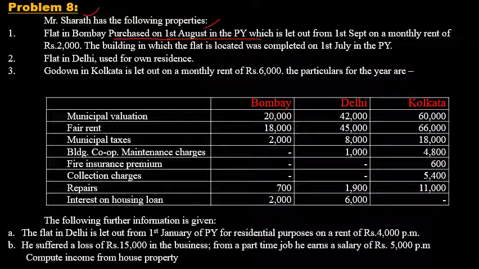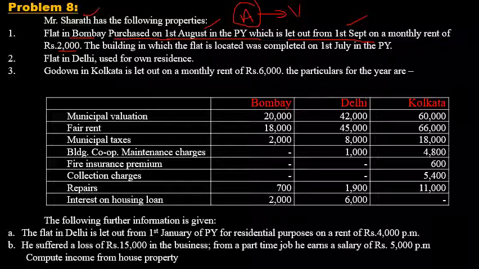And another point, it was let out from 1st September in the previous year. Mr. Sharath purchased it in the month of August, but it was let out from 1st September. So the August month is considered as unoccupied, and that is called a vacancy period. The August month is considered as a vacancy period for the first house, the Bombay flat, and it was let out on a monthly rent of Rs 2000. That is the rent of the Bombay flat.